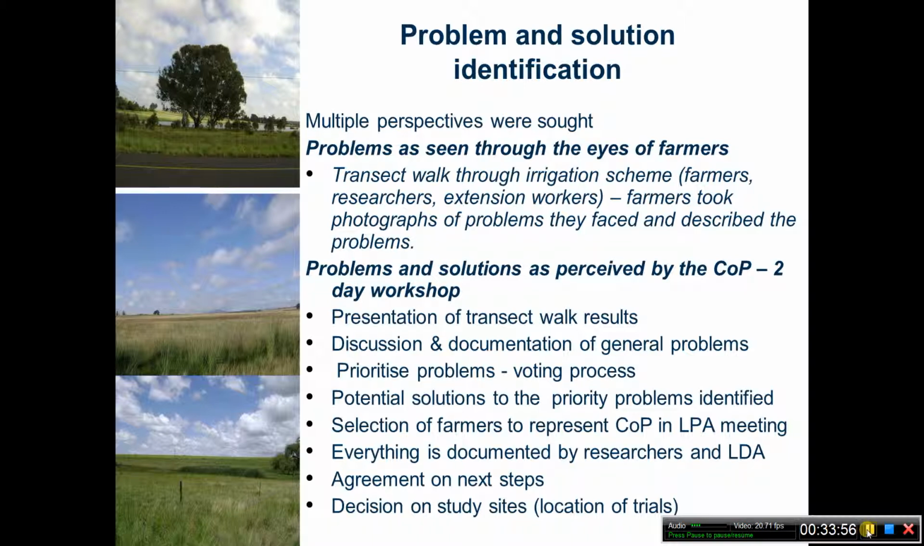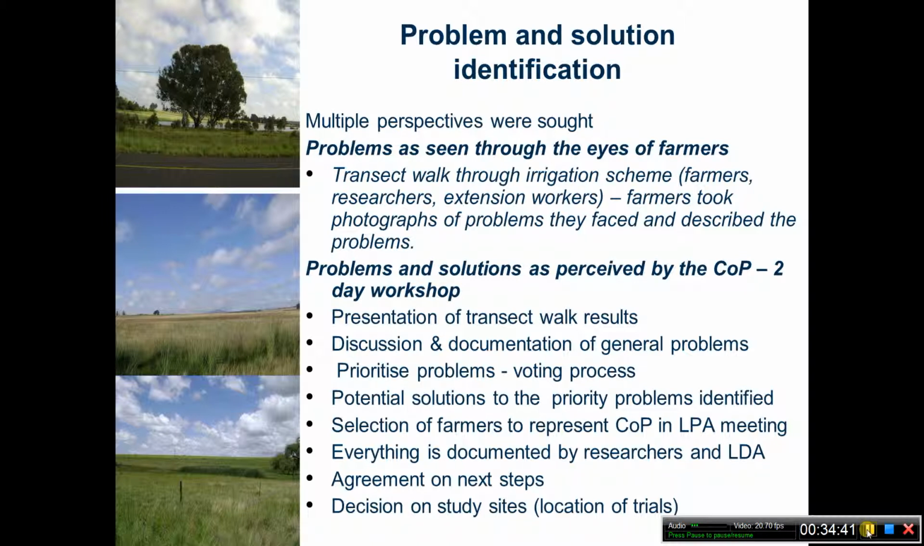That discussion and documentation of the general problems was followed by a prioritization of the problem, and a voting process was used to prioritize the problem, because what emerged was that the farmers faced different problems. Some of the problems were unique to certain groups of farmers. For instance, there were farmers who had perfected their agronomic production practices and could manage their irrigation well, but their main concern was marketing, accessing markets beyond their area, and accessing national markets. But then there were farmers who were grappling with the basic agronomic and production problems.